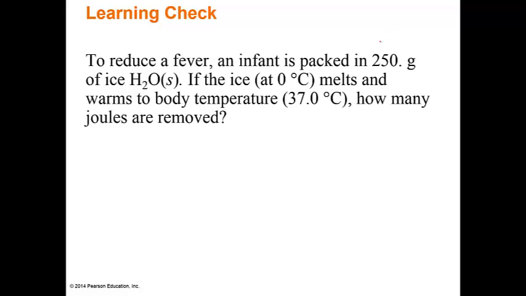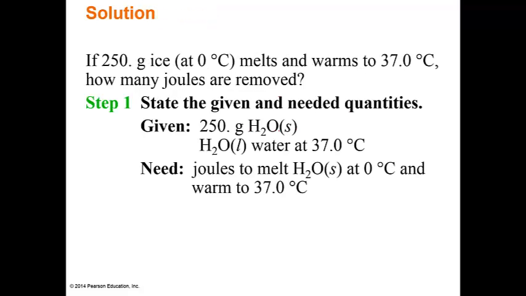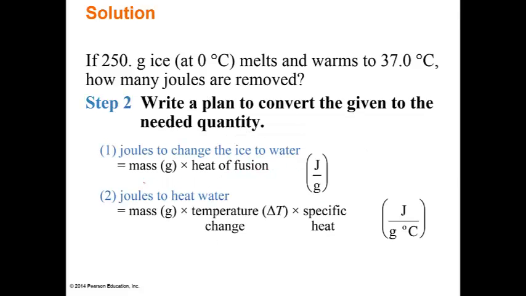Okay, so let's calculate some energy. We're going to use an ice pack that's 250 grams of ice, solid. If the ice is at 0 degrees Celsius and it melts and warms to body temperature, 37 degrees Celsius, how many joules are removed? Well, first we've got to deal with 250 grams going from a solid to a liquid. All right, so let's start there.